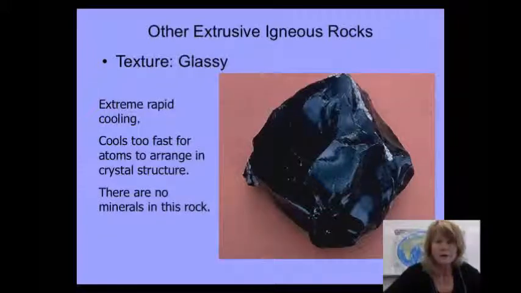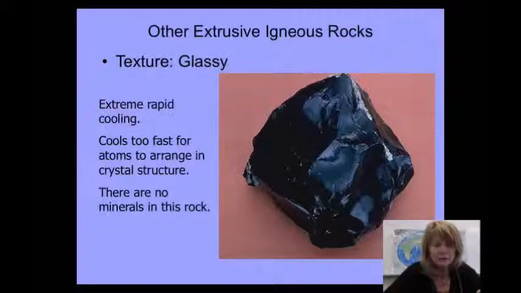This texture is pretty easy to identify. It's called glassy texture. And this is what happens if a lava comes to the surface and cools so rapidly that the atoms don't have time to arrange themselves in an orderly, repeating crystalline structure. So that means this is a rock that does not have minerals in it. It's made up of glass.